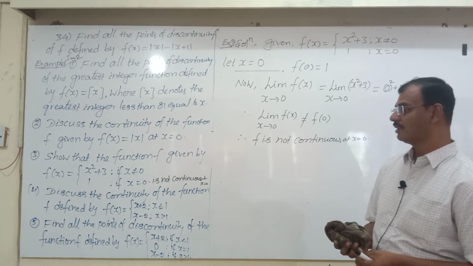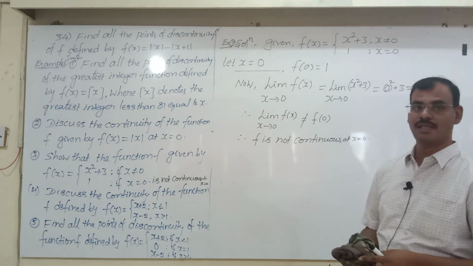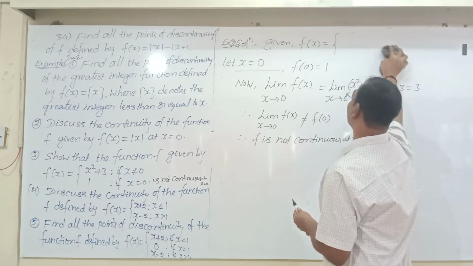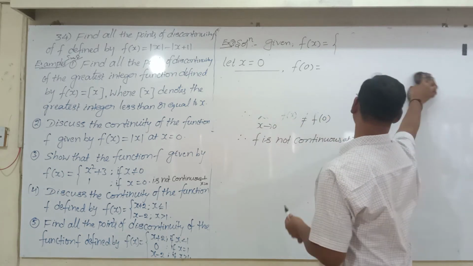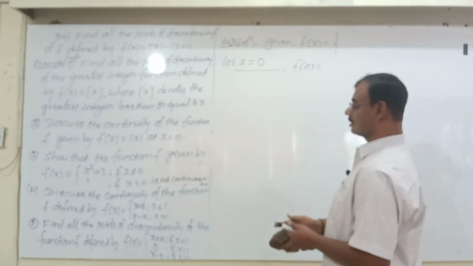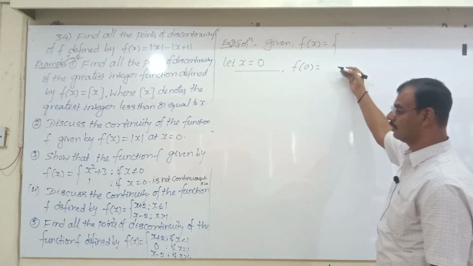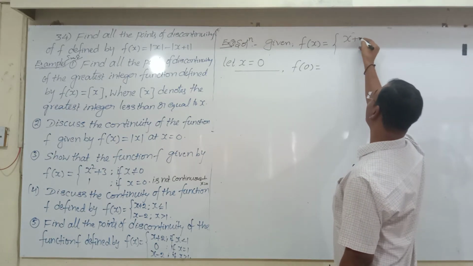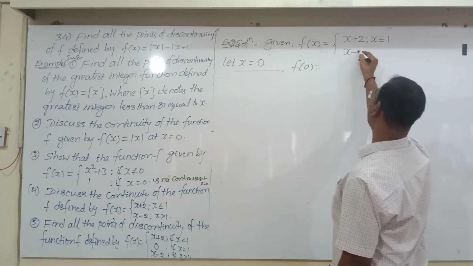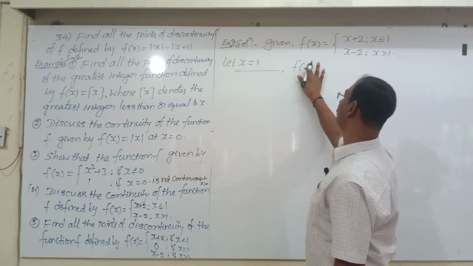Discuss the continuity of the function f defined by f of x is equal to x plus 2 when x is less than or equal to 1, x minus 2 when x is more than 1. Note down all the problems step by step in your notes. So f of x is equal to x plus 2 when x is less than or equal to 1, x minus 2 when x is more than 1. We have to check at x is equal to 1.